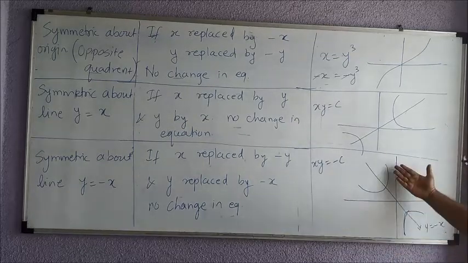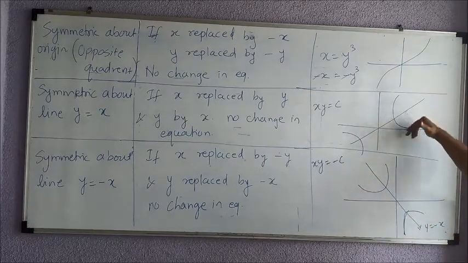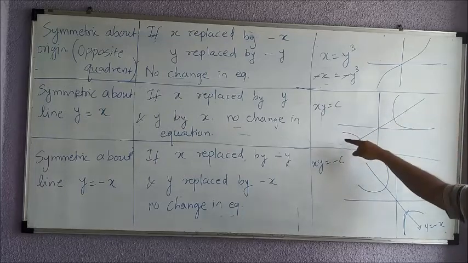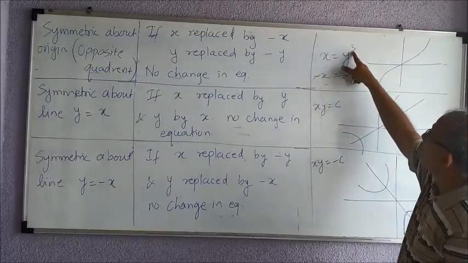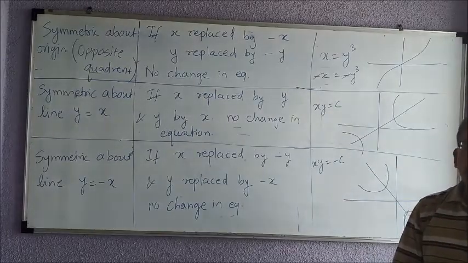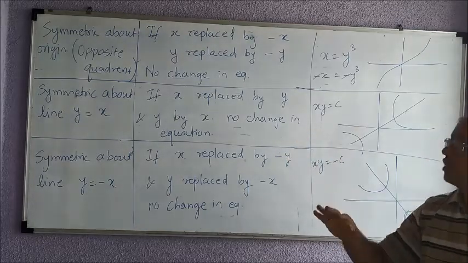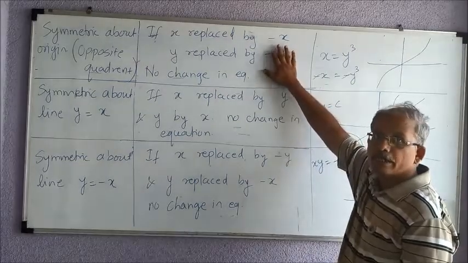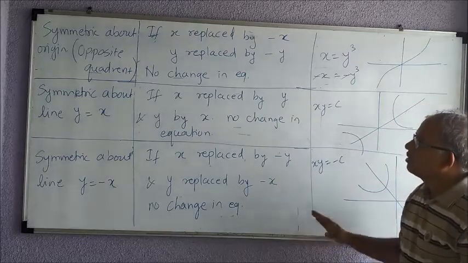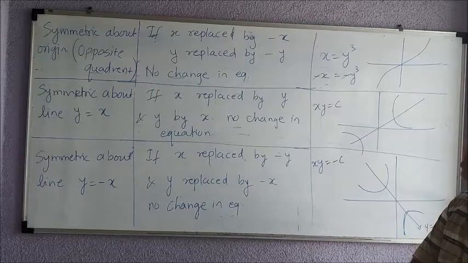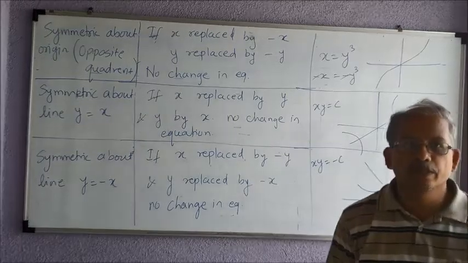So it is symmetric about the line y equal to minus x. This is symmetric about the line y equal to x. And this is symmetric in the opposite quadrant. Note here the degrees of x and y are odd. In the previous example that we looked at, symmetric about both axes simultaneously, we wrote the same rule, but there the degree of x and y is even. Please note this point. So note all these rules. We'll see the illustration of the symmetry in the next video. Thank you.